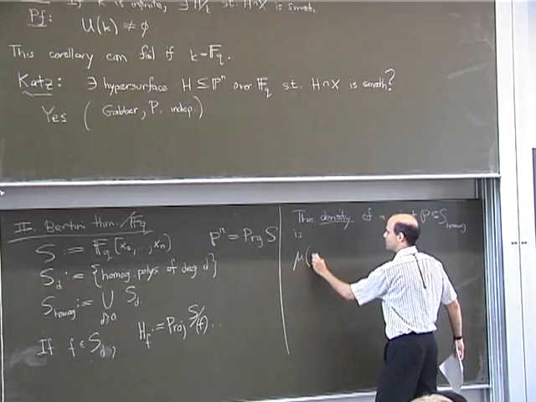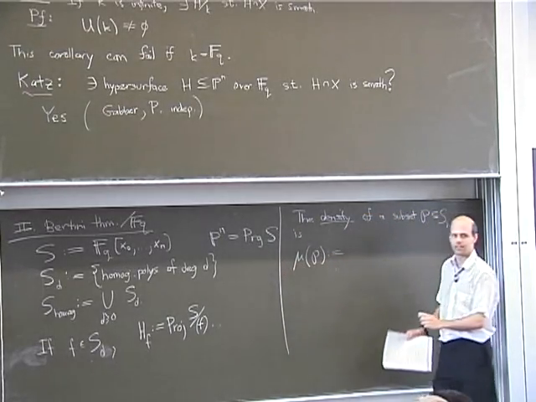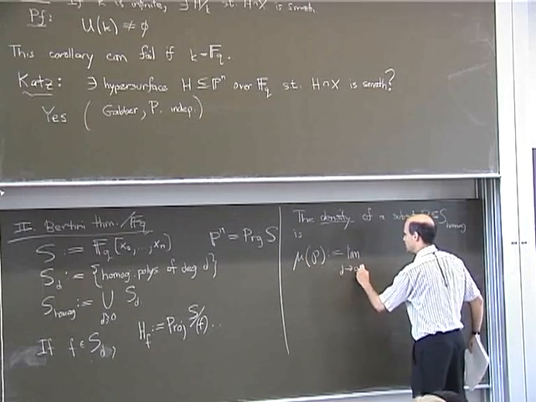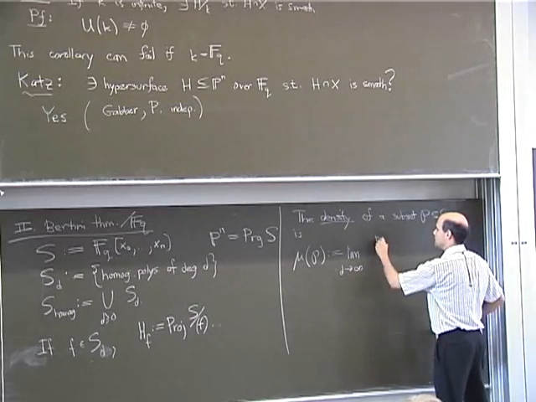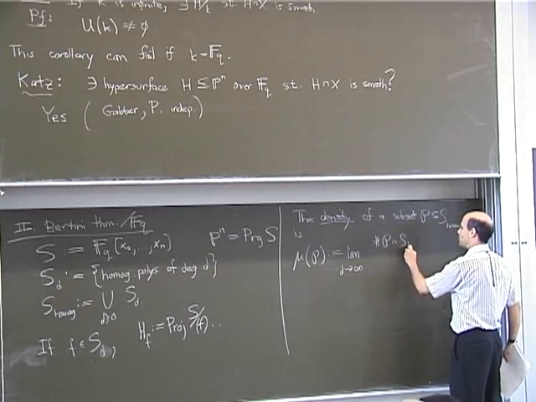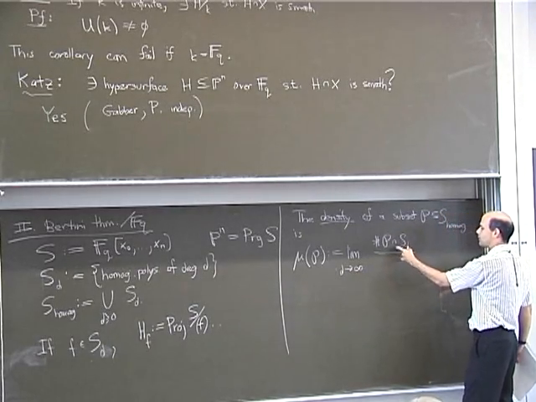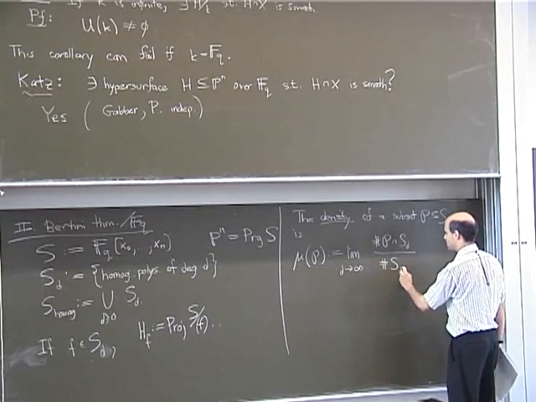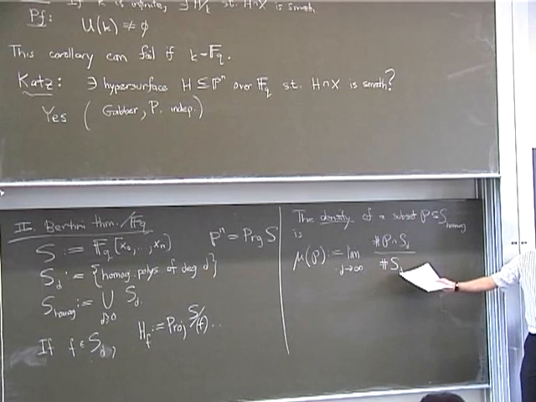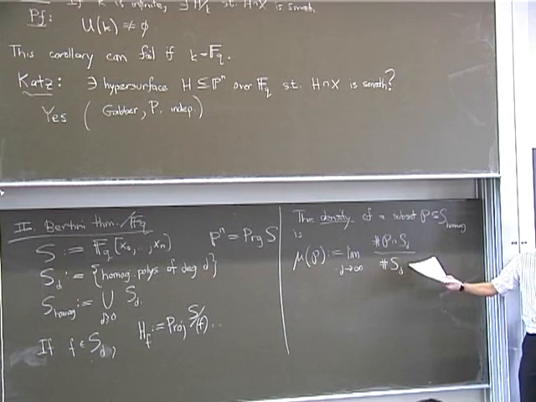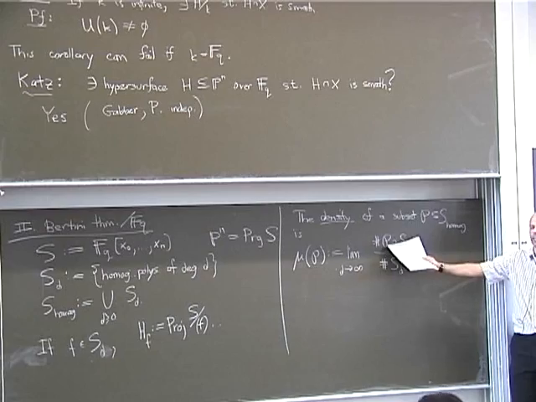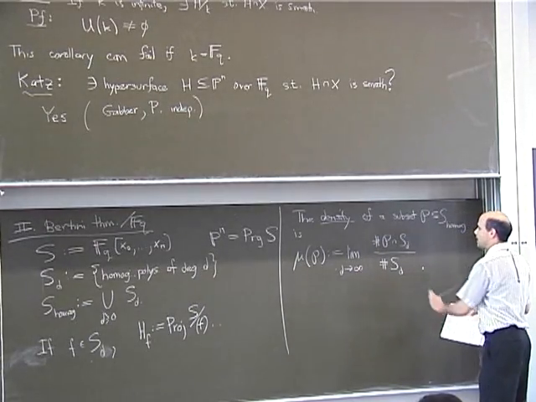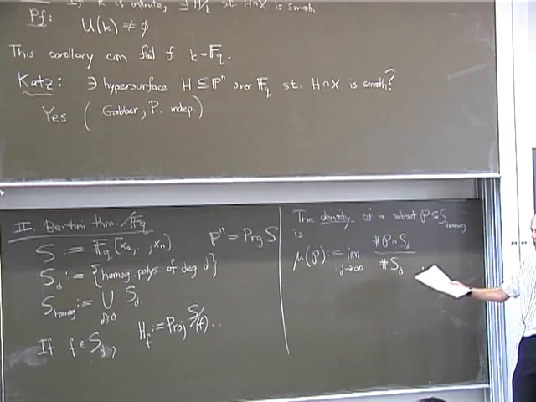I'll denote it by mu of P, and it'll be defined as the limit as d tends to infinity of the fraction of homogeneous polynomials of degree d that satisfy the condition. As I said before, there are only finitely many of each given degree. So I want to take how many of them satisfy the property P, and then look at that fraction as d goes to infinity.